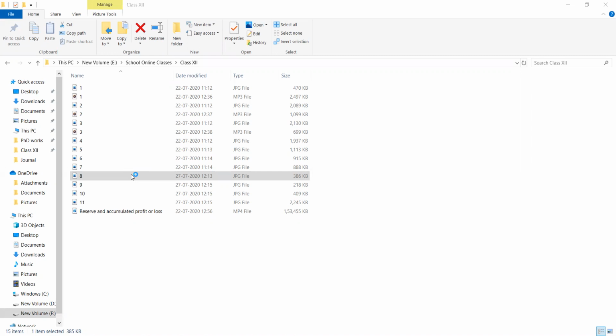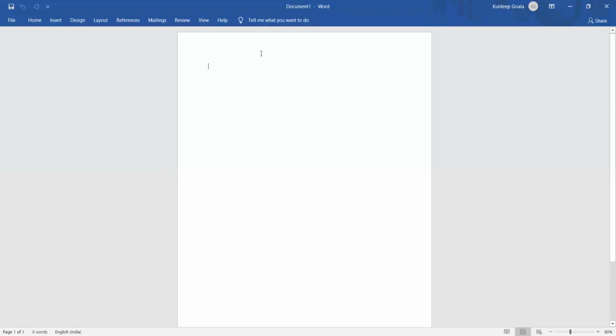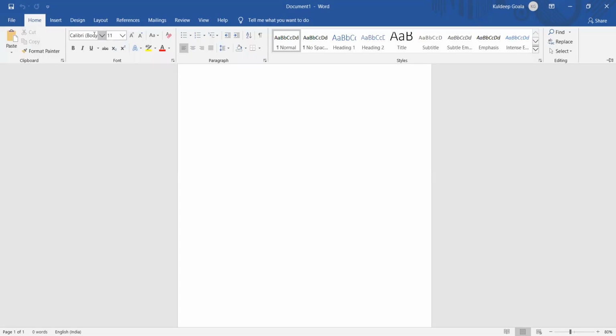We will just take one Word file so that it will be easy for you all to understand. I'll take the same example and explain it. Yeah, so hopefully all of you are able to see the Word document. I'll just increase the size of the letters so that all of you can see.